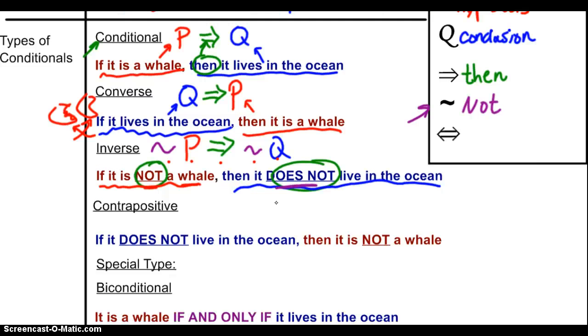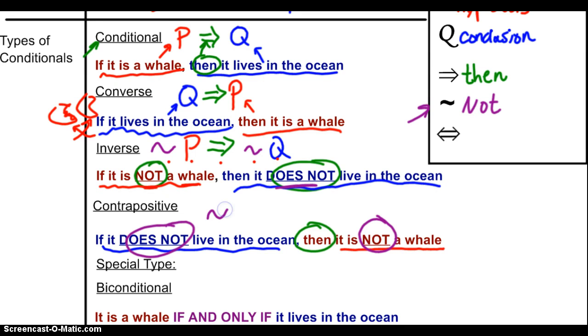And the last one, the contrapositive, does both. It switches the hypothesis and the conclusion, and puts nots in front of them. So this one would read, if it does not live in the ocean, pay attention to those nots, then, there's our arrow, it is not a whale. Again, we've got the not. So in our conditional shorthand, we would write not Q to show that we've switched the hypothesis and the conclusion, then not P.